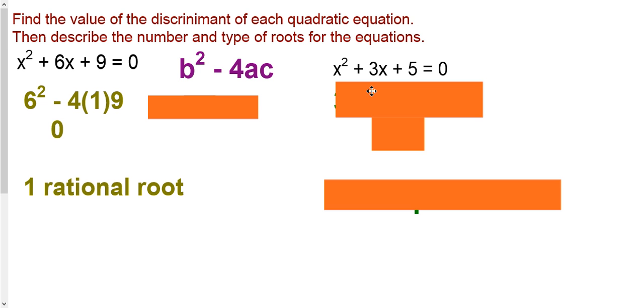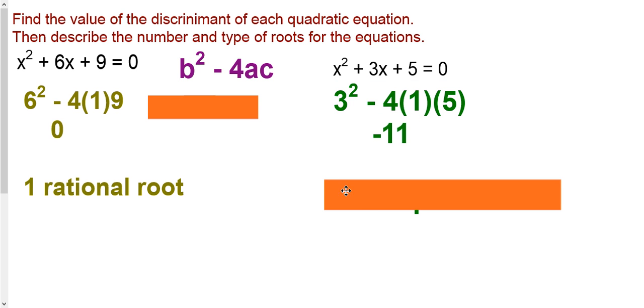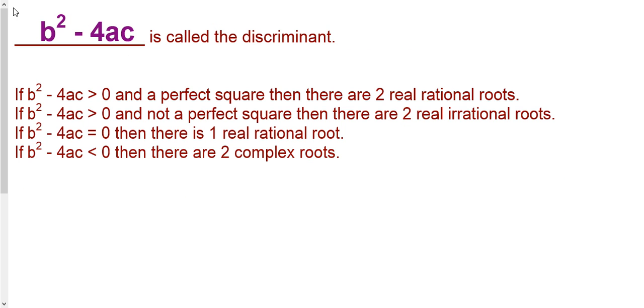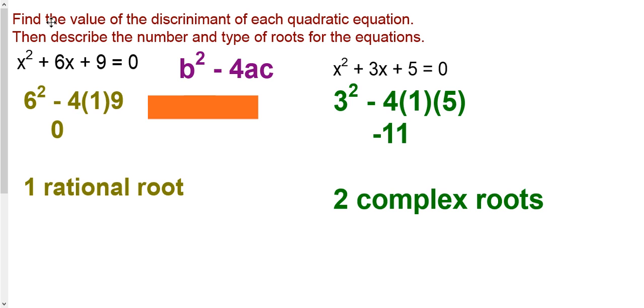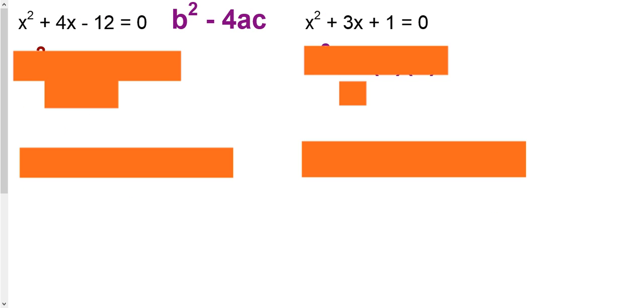Doing that over here, b squared minus 4ac, simplify it down, we get negative. While looking at this, if it's negative, meaning less than 0, we get two complex roots. So go ahead and try to do these last two quickly.